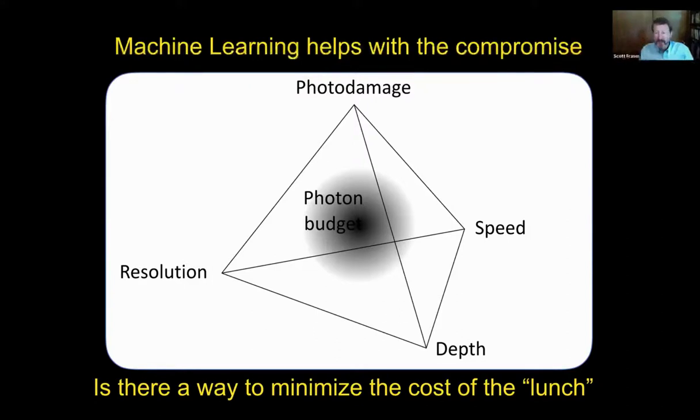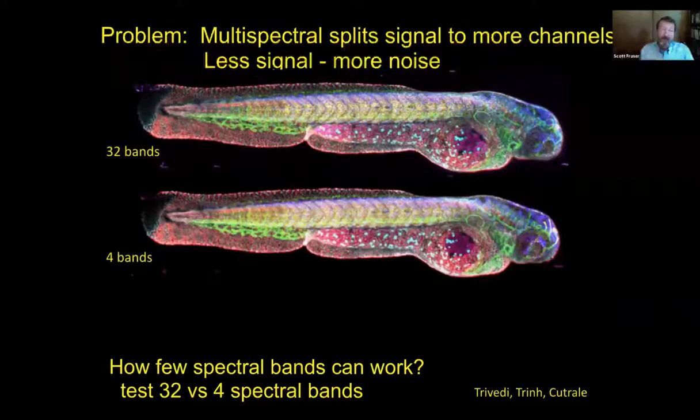We can almost minimize the cost of the lunch, but we really want to see if we can push this further. One way to try to push it further is to deal with the problem that is always tempting with multispectral: we see companies coming out with detectors that separate out the light into not just 32 channels, but even into hundreds of channels.